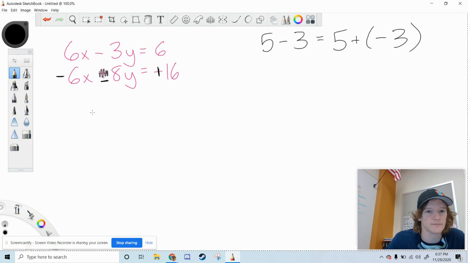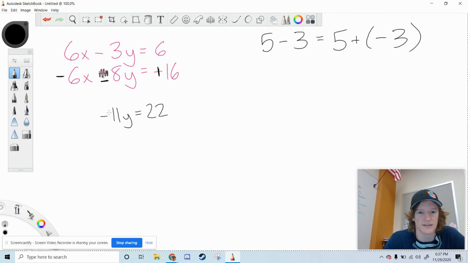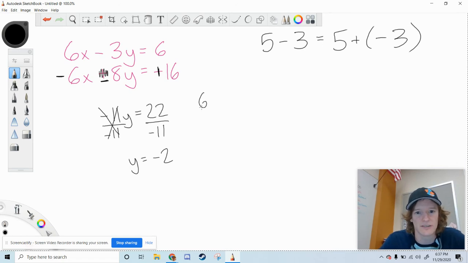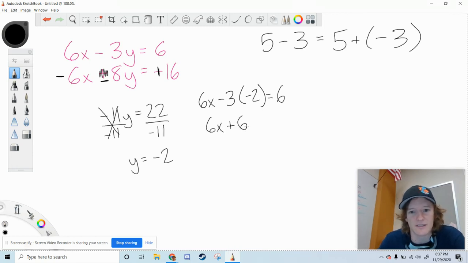The x's go away. 8 and 3, they're both negative, so I have negative 11y equals 16 plus 6 is 22. And that's going to work with 11. We'll divide by negative 11. Divide by negative 11. I get y equals negative 2. Plug that in maybe into the top one. We get 6x minus 3 times negative 2 equals 6. Negative 3 times negative 2, so I get 6x plus 6 equals 6. We'll do minus 6 minus 6.